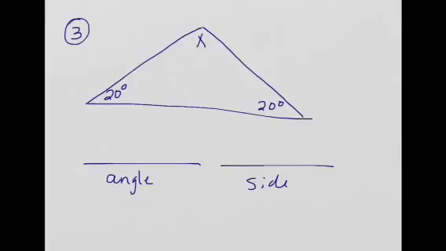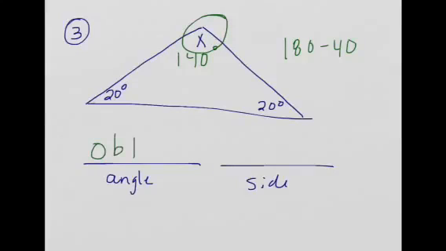All right, let's figure out the missing angle. So we have 20 plus 20 is 40, so 180 minus 40 means that this angle up here is 140 degrees. So that's my largest angle. That's an obtuse angle, so the triangle is going to be obtuse. The 20-degree angle is opposite the side that is the same length as the side that's opposite the other 20-degree angle. So that's going to make it an obtuse isosceles.